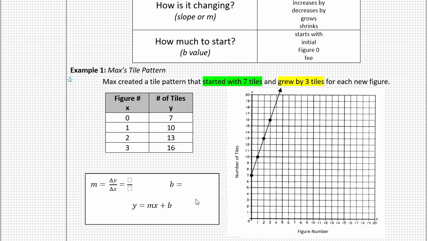Because if all three of these representations are going to represent Max's pattern, then we want to be able to see how they all connect and how they all show each of this information. So go ahead and see if you can figure out how to do that. You might be able to refer back to some previous lessons, and we'll check back in just a few moments.